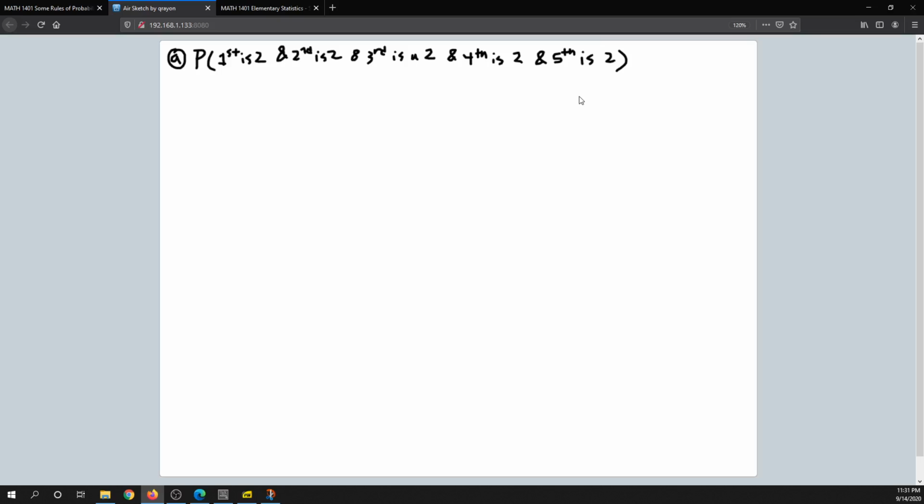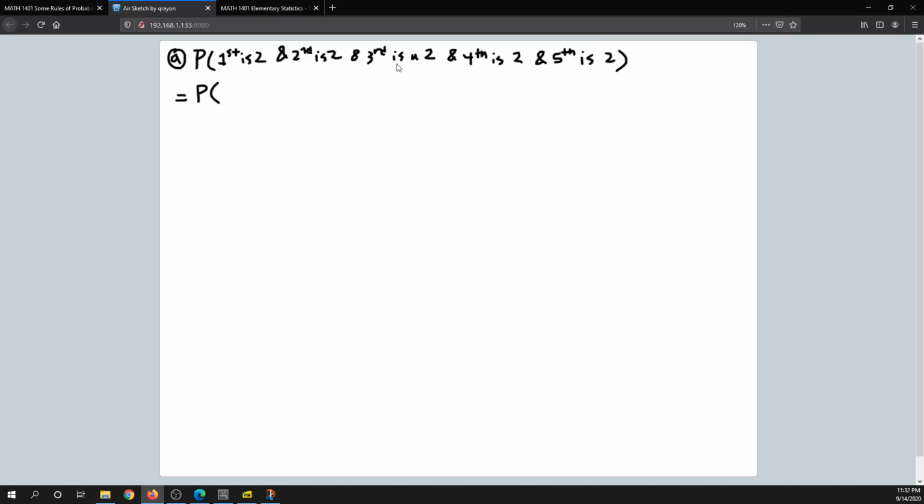So what we have to ask ourselves when we calculate this probability, it's a bunch of ands in there, okay? And so we have to ask ourselves, are these events independent or not? If I roll a 2 on the first die, does that affect the probability of rolling a 2 on the second die? And the answer is no. It doesn't matter what you roll in the first one. The probability of rolling a 2 on the second one is still 1/6.